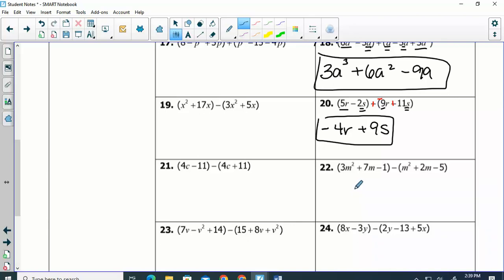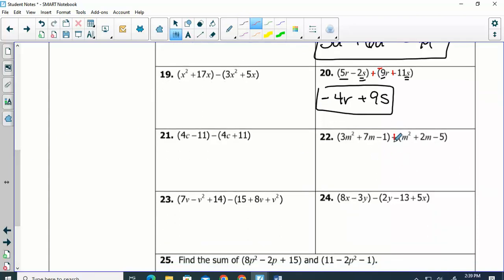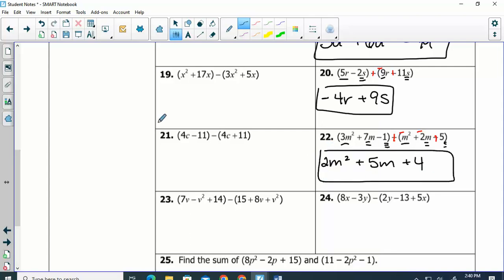One more? So what's the first step on 22? Yep. So it's a negative m squared and negative 2m and a positive 5. So now we combine. What's 3m squared plus negative m squared? 7m plus negative 2m. And negative 1 plus 5. Positive 4. All right, any questions for me?